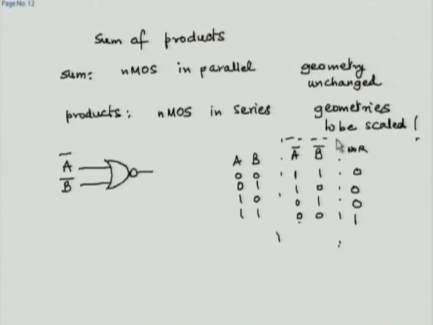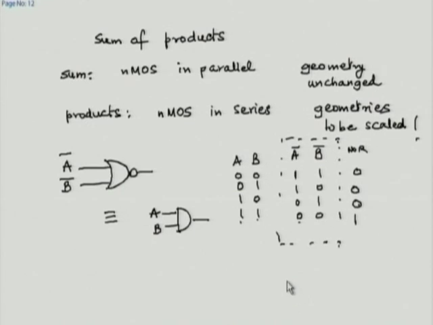Now, forget about this intermediate value and see what function of A and B have we constructed. If either of A and B is 0, in these three cases, then the output is 0. Only when A and B are both 1, that the output is 1. And therefore, we have actually constructed an AND gate or a product. So, therefore, this is equivalent to creating a product of A and B. It is an AND, notice, not a NAND. So, we have created a product of A and B by feeding A bar and B bar to a NOR.